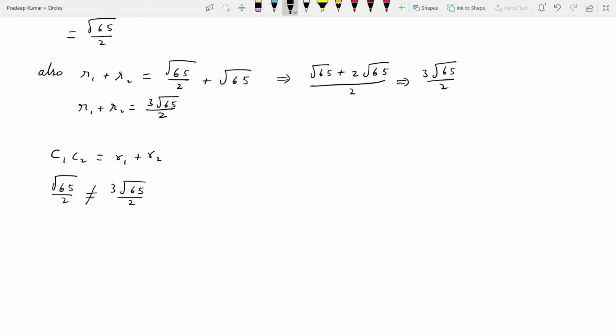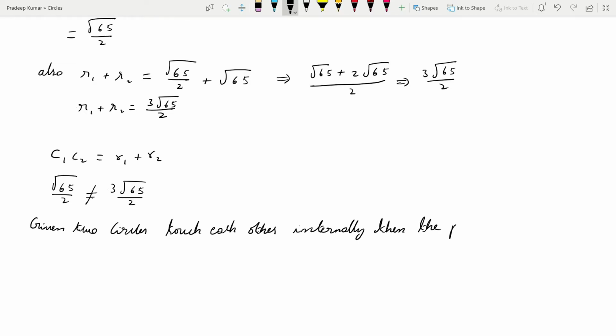So for that, I can just solve this further. We already understood by this that the circles were touching internally. So first I'll write one statement, then we will get complete clarity. So I can write, given two circles touch each other internally, then the point of contact, the point we can say that as P, divides C1 C2 externally.